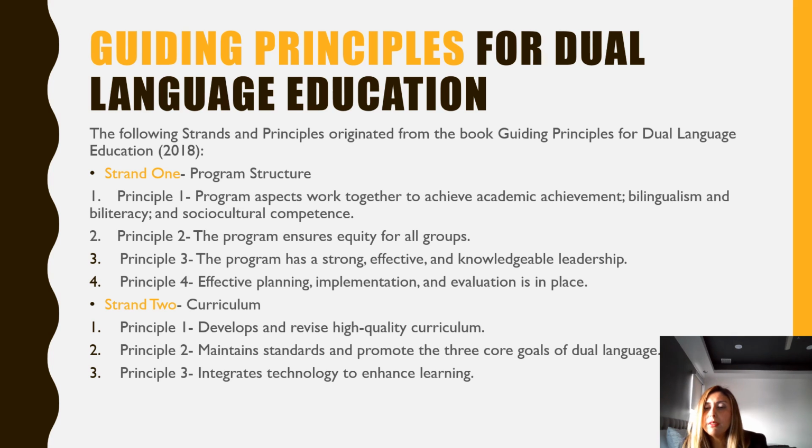We also touched bases on the guiding principles for dual language education. All of the strands that I will be talking about come from the Guiding Principles for Dual Language Education 2018. So beginning with Strand 1, it's the program structure. It has 4 principles, which talk about program aspects to work together to achieve academic achievement, bilingualism and biliteracy, and sociocultural competence. It talks about the program ensuring equity for all groups and how the program has a strong and effective leadership.